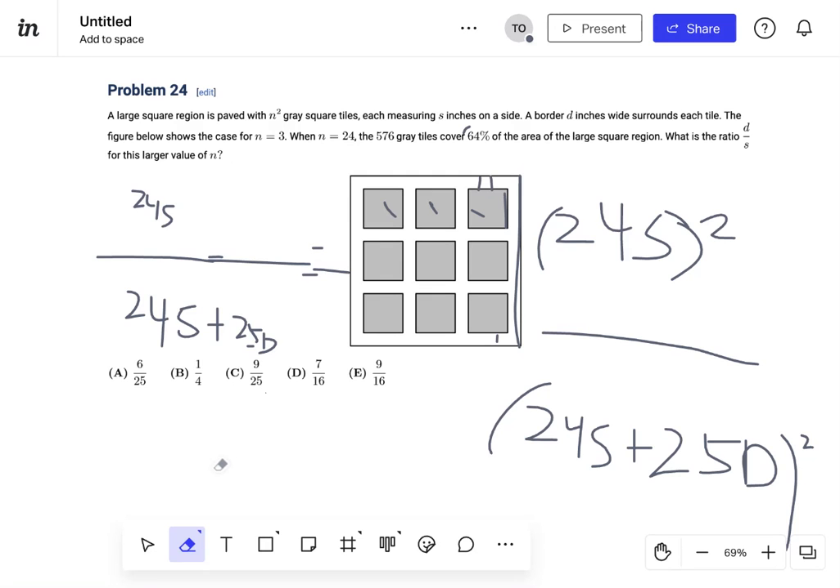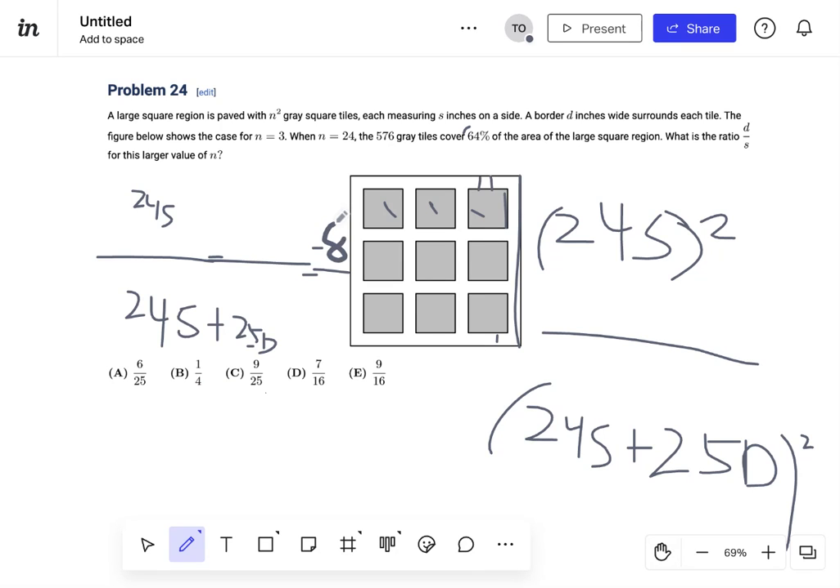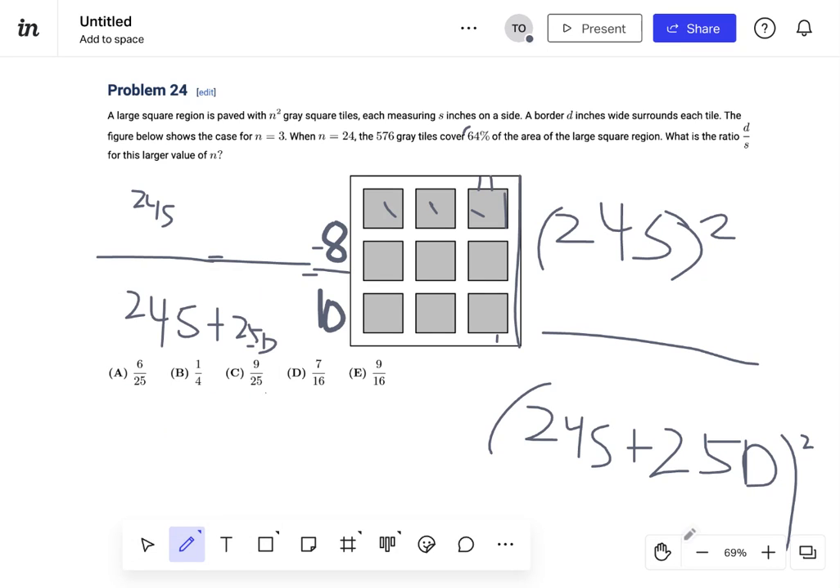Okay, so now that this is the square root, I have to add these back in. 8 and 10, because the square root of 64 is 8, the square root of 100 is 10, right? So now we can basically solve it. We just have to cross multiply this.